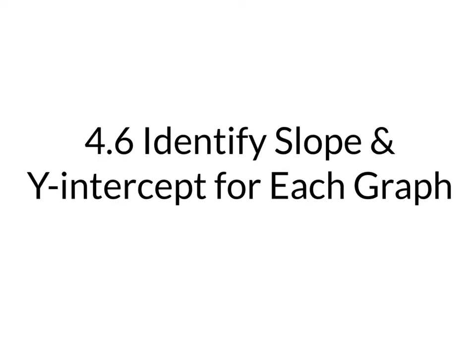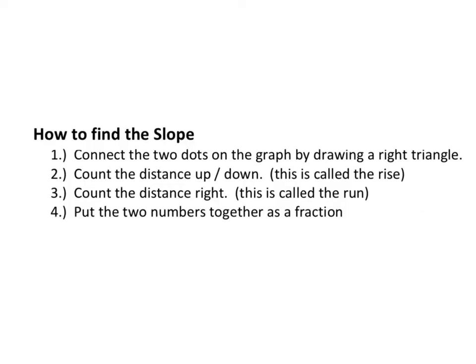Today we're going to talk about how to identify slope and y-intercept for each graph. How we're going to find the slope is we have 4 different steps. The first step is we connect the 2 dots on the graph by drawing a right triangle. Second step is to count the distance up or down. This is called the rise.